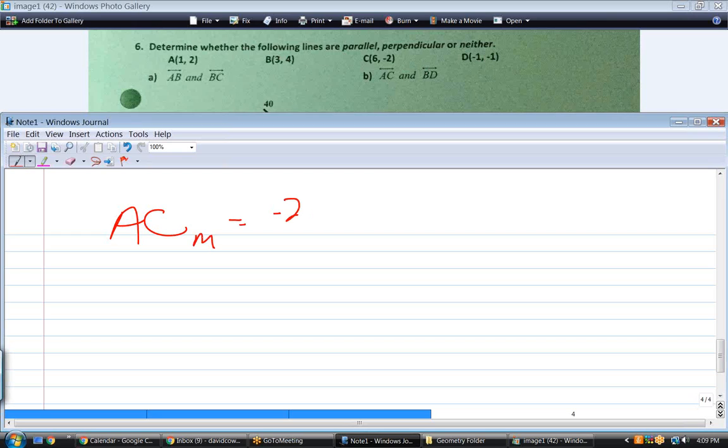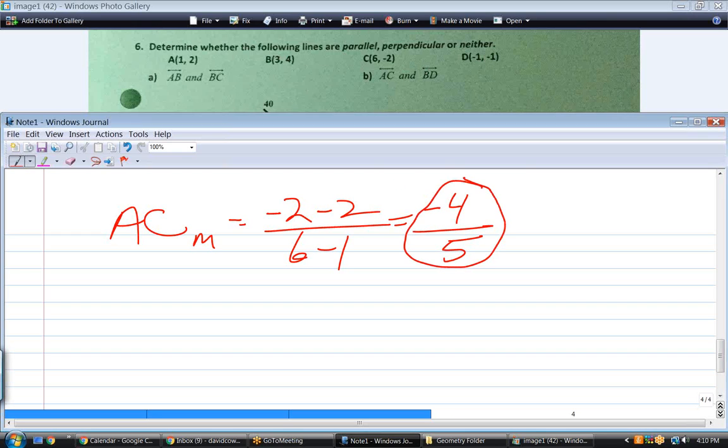So negative 2 minus 2 and 6 minus 1. So negative 2 minus 2, what is that? Negative 4. And then 5. Okay, and that's as simplified as we can get. In other words, we cannot find a number that divides both into the top and the bottom. Whereas the other time, we had 6 over 3, I could divide the top by 3, and I could divide the bottom by 3. So that's how you make sure you simplify it.